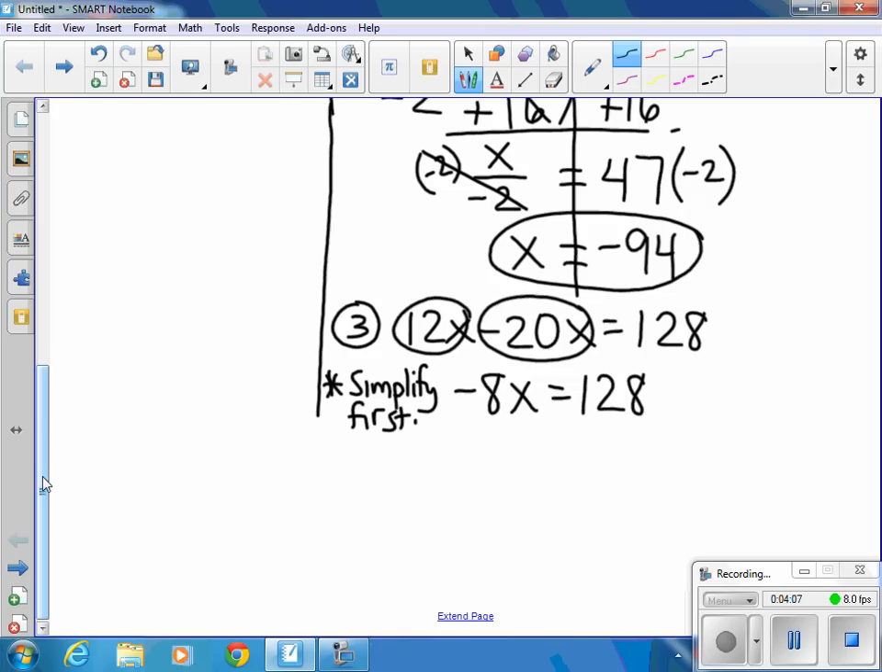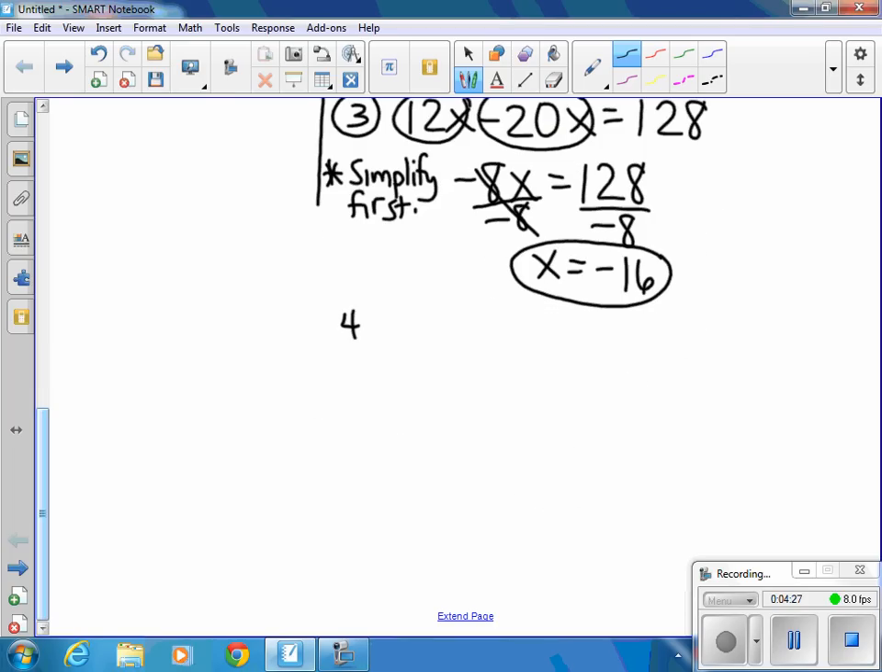Okay, and now that the negative 8 is attached to the x by multiplication, we want to separate them by dividing both sides by negative 8. And that would be your second operation to get your answer. The final answer is going to be x equals negative 16. So while it didn't take as much space on your paper compared to the previous two, it is still called a two-step equation.